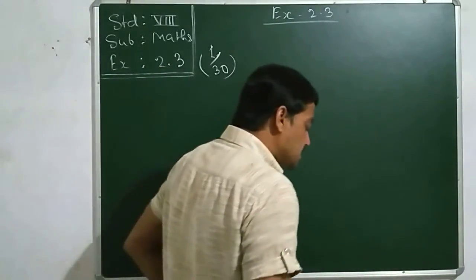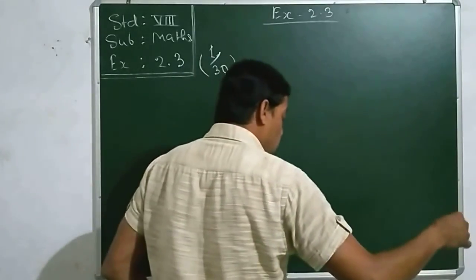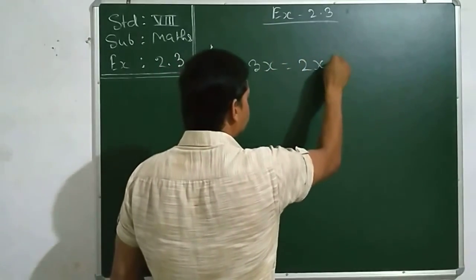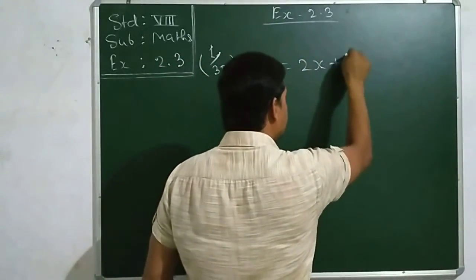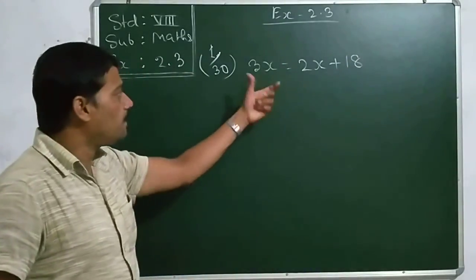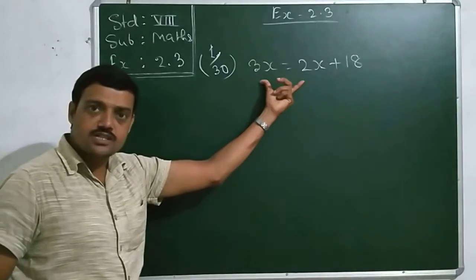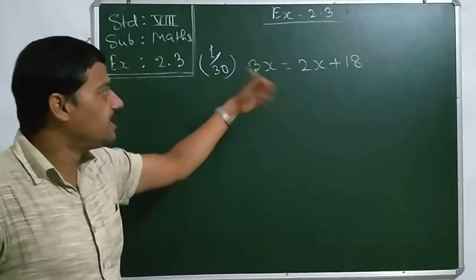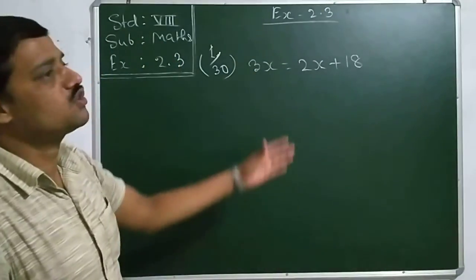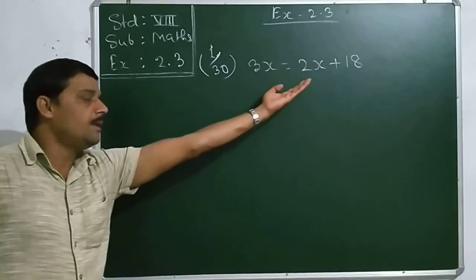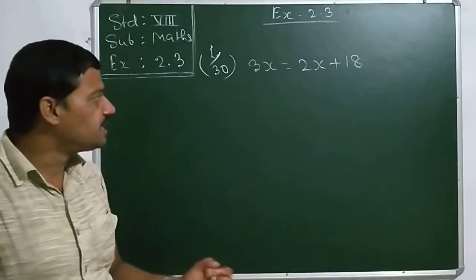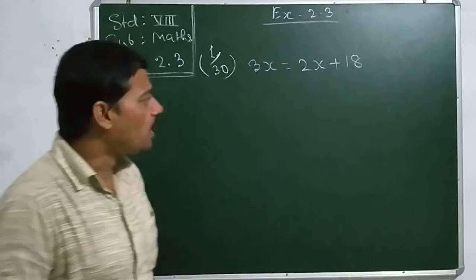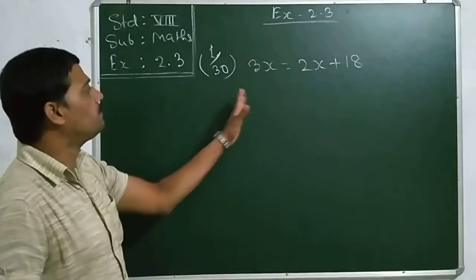Come to number 1: 3x minus 2, or 3x equal to 2x plus 18. See, the variables appear on both sides, and in this exercise most or all of the sums contain variables in the LHS and RHS both. First we need to separate the variables to one side, that is, we transpose the terms containing the variables to the LHS, or from the LHS to the RHS. While solving maths, we find it convenient to keep the variable in the LHS.